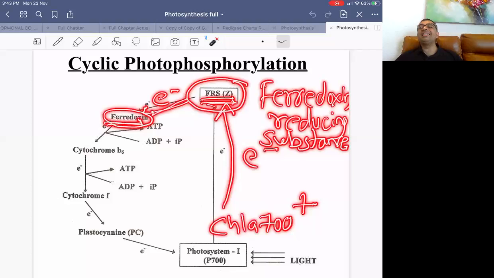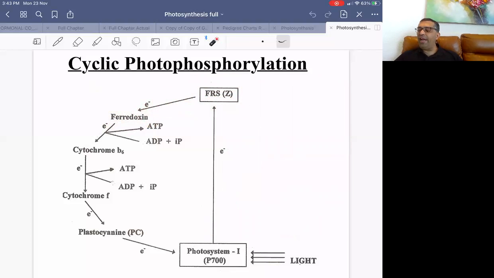Ferredoxin से ज्यादा इलेक्ट्रोनेगेटिव is cytochrome B6. Cytochrome B6 is more electronegative compared to ferredoxin. So electron will go from ferredoxin to cytochrome B6. And cytochrome B6, in other words, has got a higher redox potential than ferredoxin. Ferredoxin से ज्यादा redox potential cytochrome B6 का है.